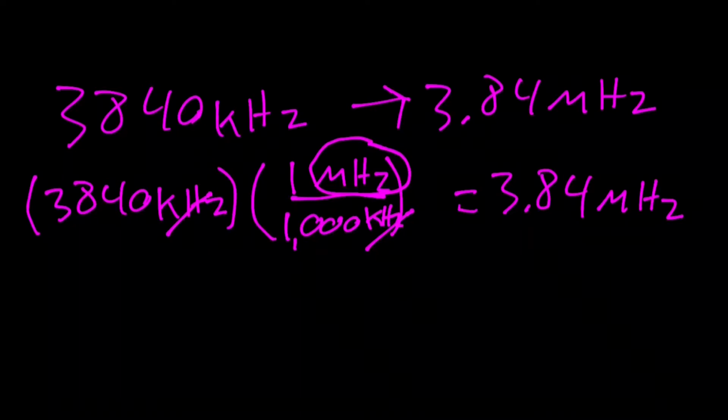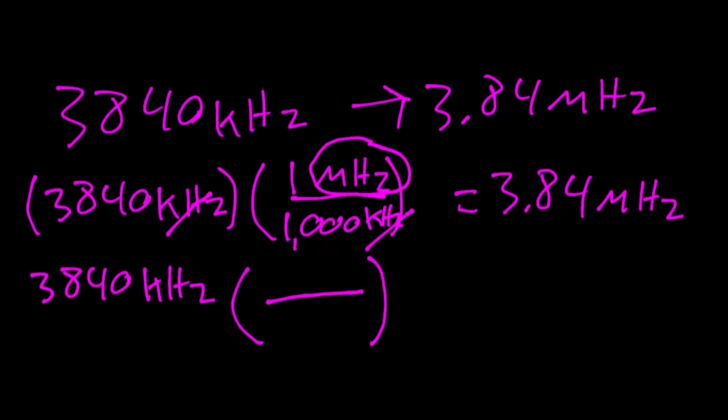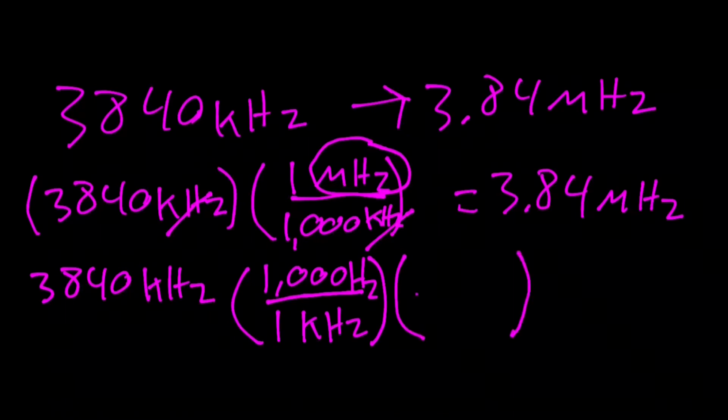Okay, let's do it the longer way, which will provide a little more detailed description. Let's go back to 3,840 kilohertz, and let's say that we remember how many hertz there were in a kilohertz. In 1 kilohertz there are 1,000 hertz, but we still want to get to megahertz, so we've got to remember how many megahertz there are in a hertz.